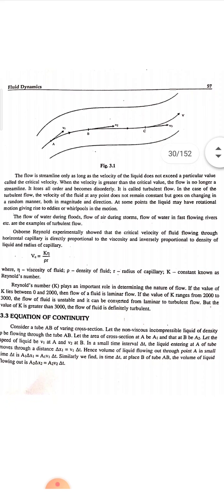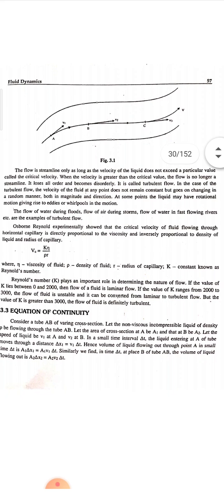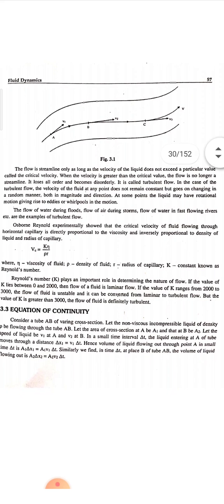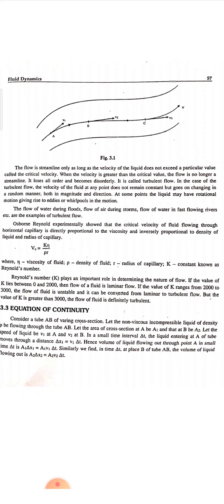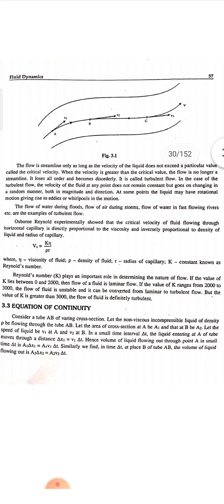Osborne Reynolds experimentally showed that the critical velocity of a fluid flowing through a horizontal capillary is directly proportional to the viscosity and inversely proportional to the density of the liquid and the radius of the capillary, by the equation Vc = kη/(ρr).